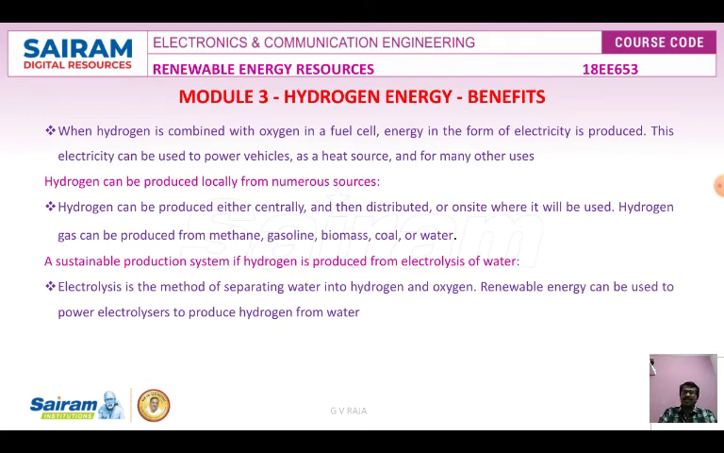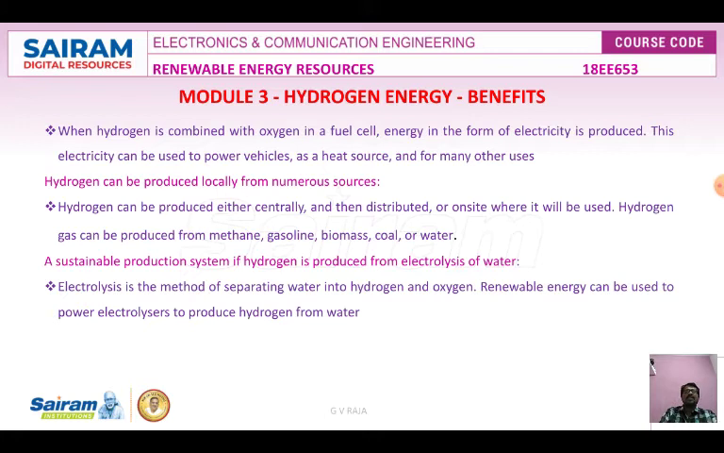The second benefit is that hydrogen can be produced locally from numerous resources. It can be produced from fossil fuels such as methane, gasoline, biomass, coal, or water. Each of the sources brings a different amount of pollution, technical challenges and energy requirements, but when using water rather than fossil fuels, the pollution is very little.